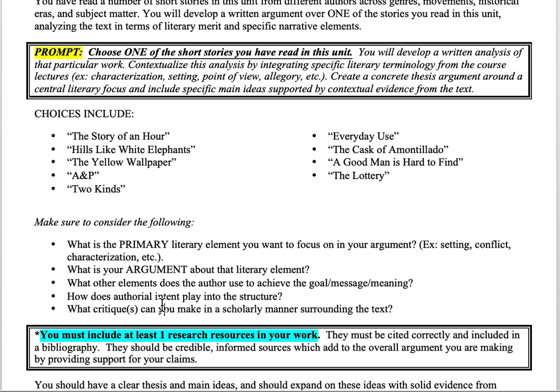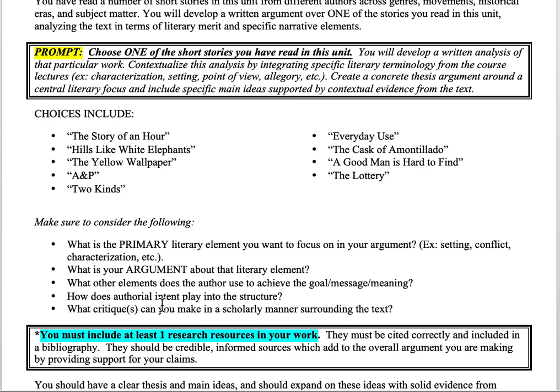Think also about the critiques that you could make surrounding the text. So in a very scholarly manner, I wouldn't ask you to make a critique about something you just didn't like or something about the text that just didn't speak to you. I want you to think about the critiques you can make from a scholarship point of view.